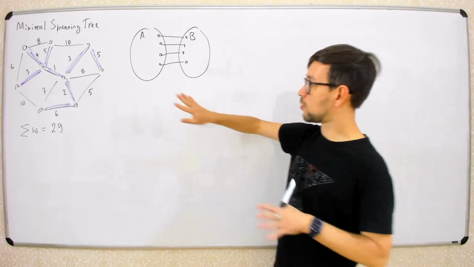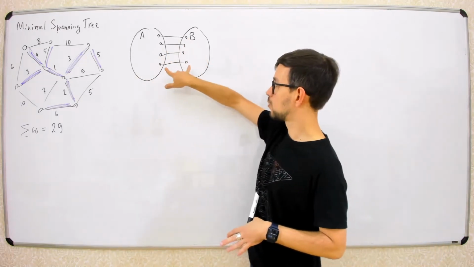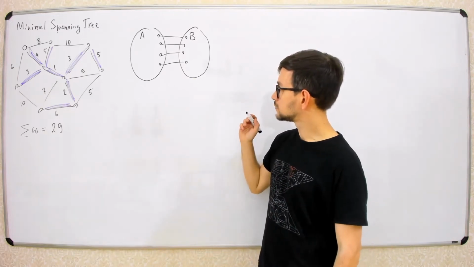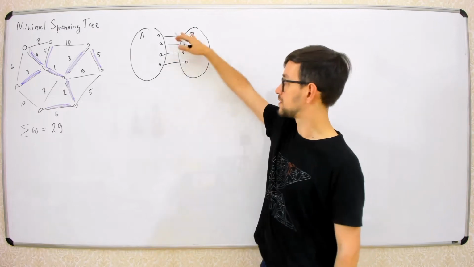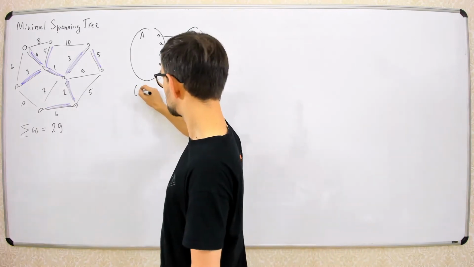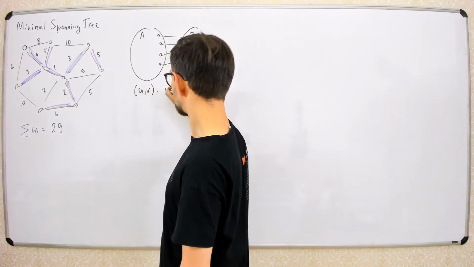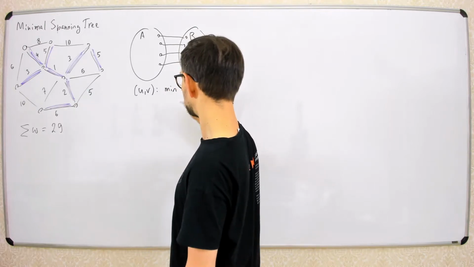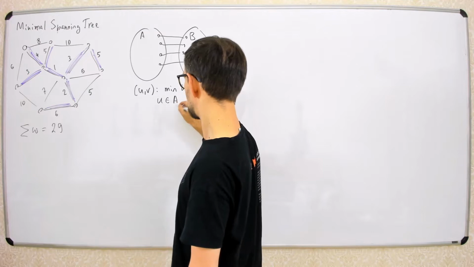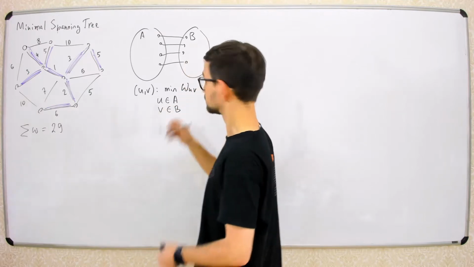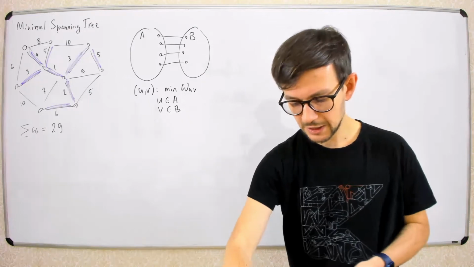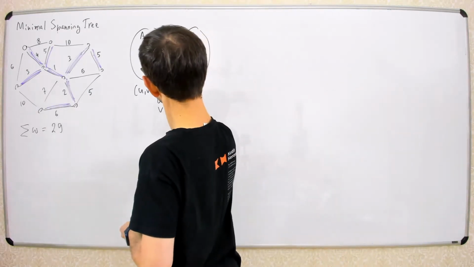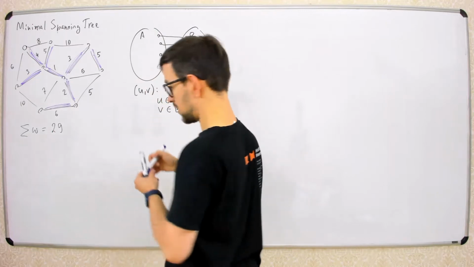So we just split all the nodes into two groups and look at all edges which connect these two groups. Now, let's take the minimal edge among all these edges. So we'll find the edge UV such that it has minimal weight and U is in A and V is in B. Let's find this edge. This edge. So this is the minimal edge.